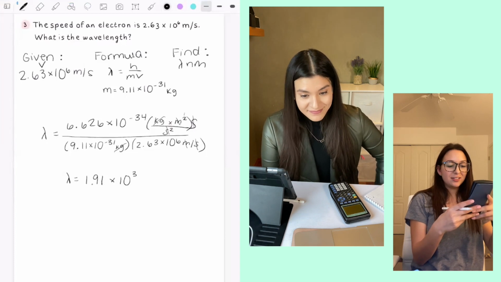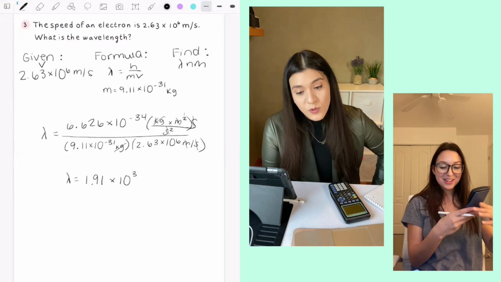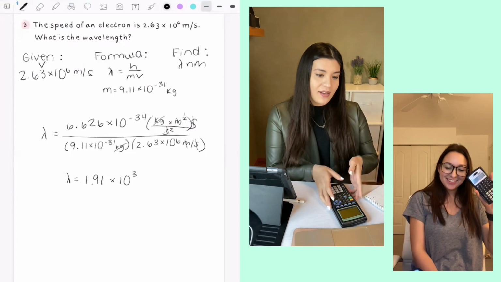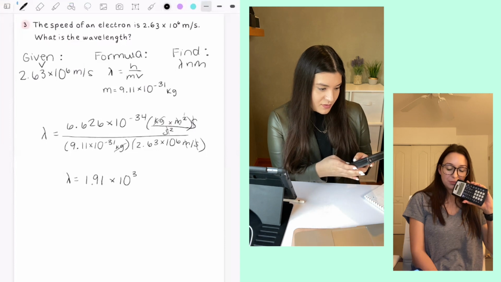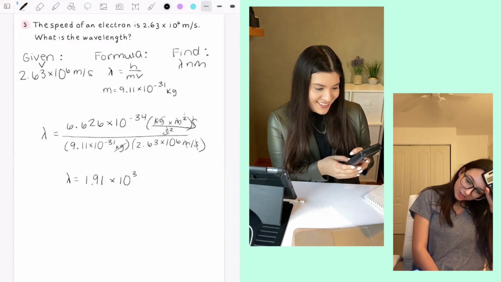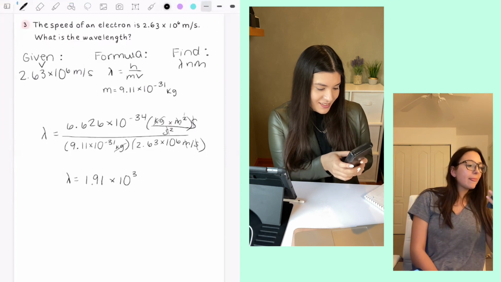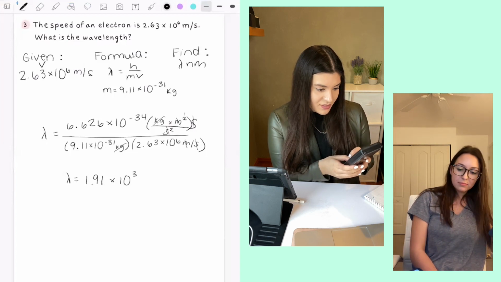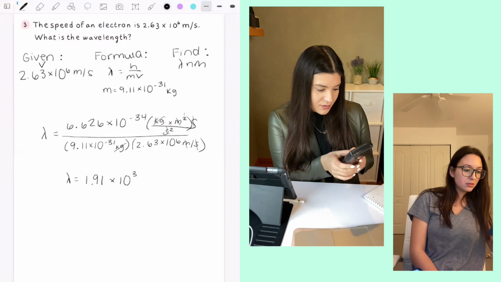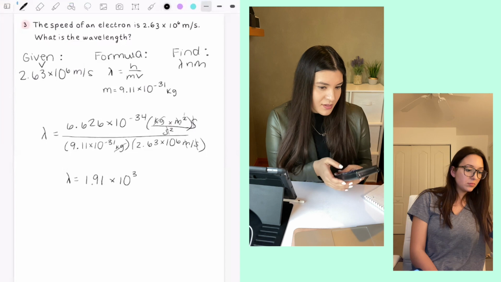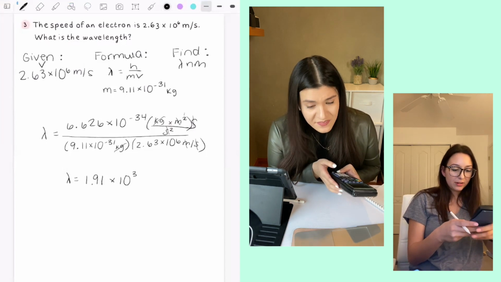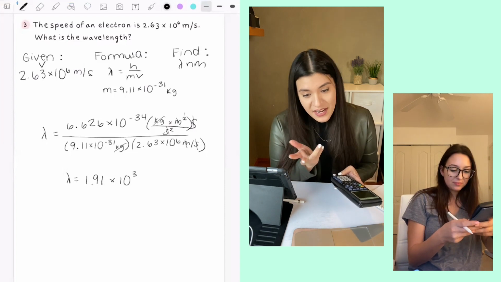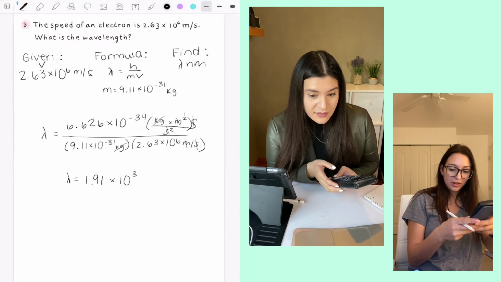I literally got the same thing. Huh. Okay. Let me try it. It could be me. It's probably me. Negative 31. Try it this way, where you just multiply the bottom two, and then write that down, and then actually divide.